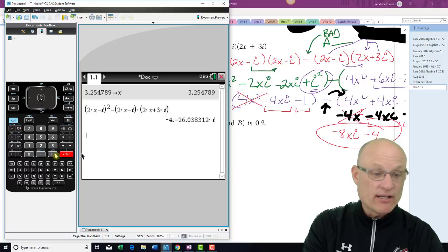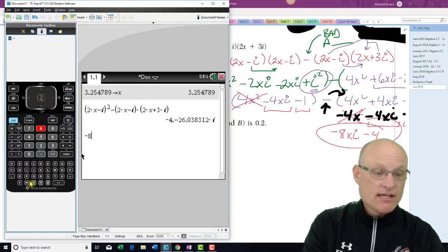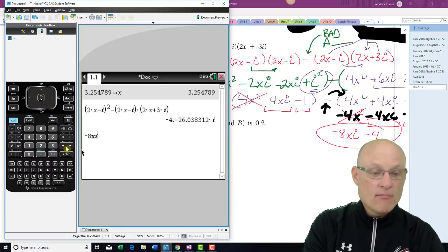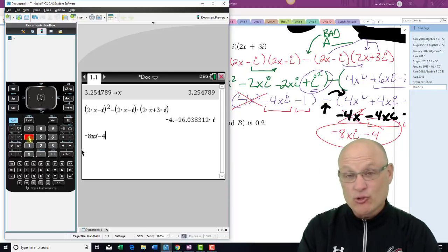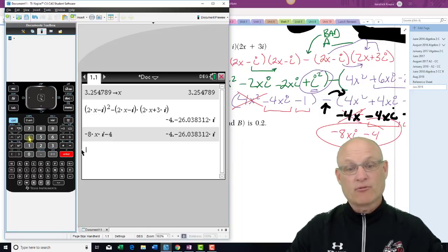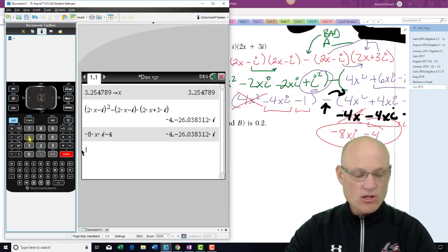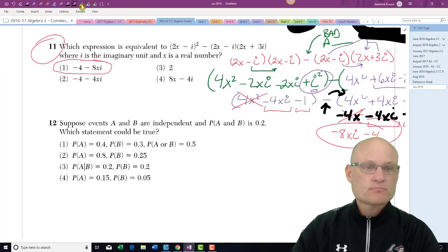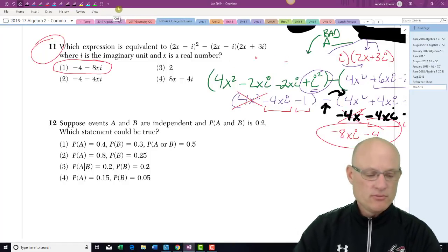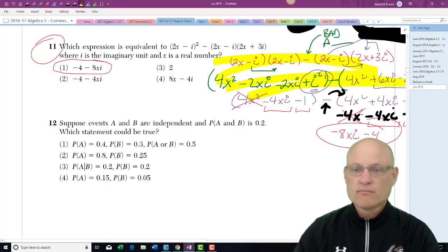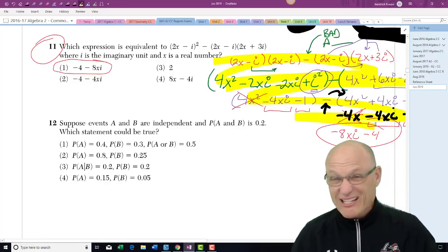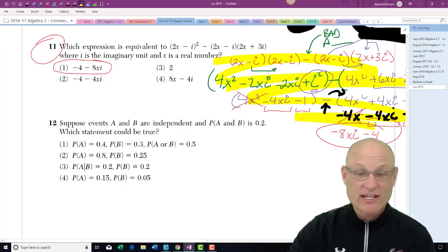So we want to make sure that's right. Negative 8xi minus 4. Now, if that turns out to be the exact same stupid decimal as that, we know we got it right. So all of this work that I did here, yes? Did I really have to do it? I could have done it just using the calculator.